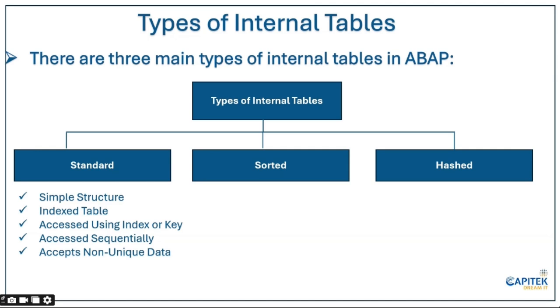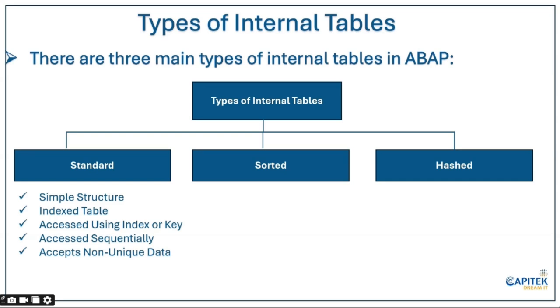I repeat again. Let us suppose there is a record in the internal table with 1001, and I am trying to add one more record. That record also has the material number 1001. Yes, that is accepted in a standard internal table. It means it accepts non-unique data. 1001, one entry, 1001, another entry. Both entries are similar, so it is a duplicate. Standard internal table accepts duplicate data.